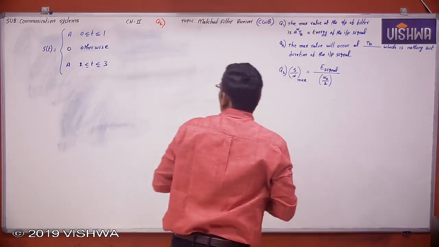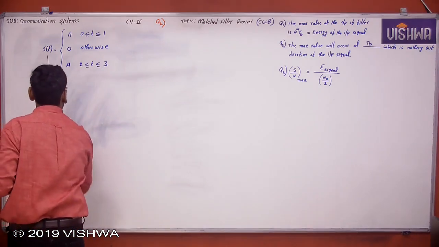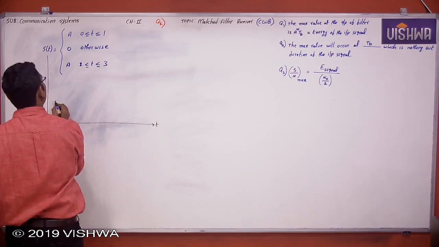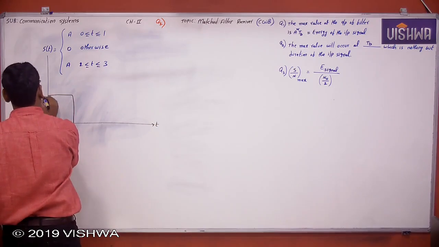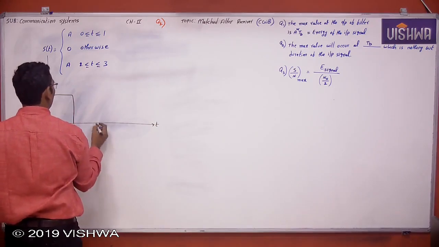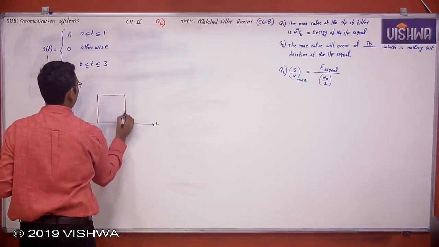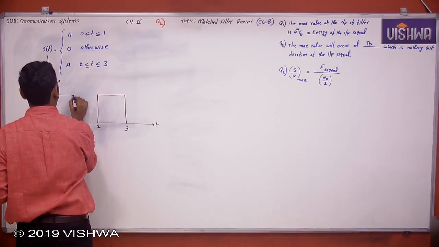Okay, so now first we will draw the signal. Now, this is S of t in time domain. From 0 to 1, the amplitude is A. From 1 to 2 it is 0, and again from 2 to 3, the amplitude is A.